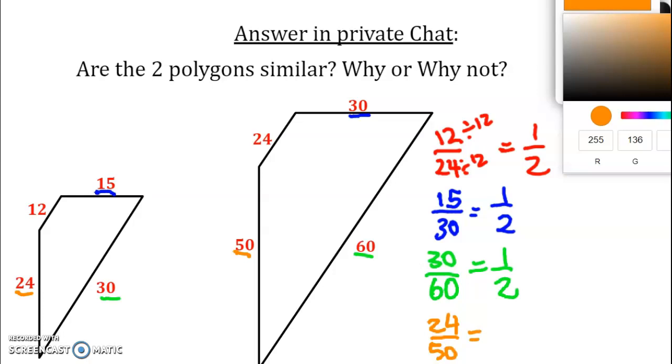Is this the same as 1/2? It is not 1/2. Or I can say that this is really the same as what? If I simplify it, that actually becomes 12 over 25, which is not the same as 1/2. So because one of them is not 1/2, the whole polygon is not similar. If one fails the proportionality test, then it's no longer similar.